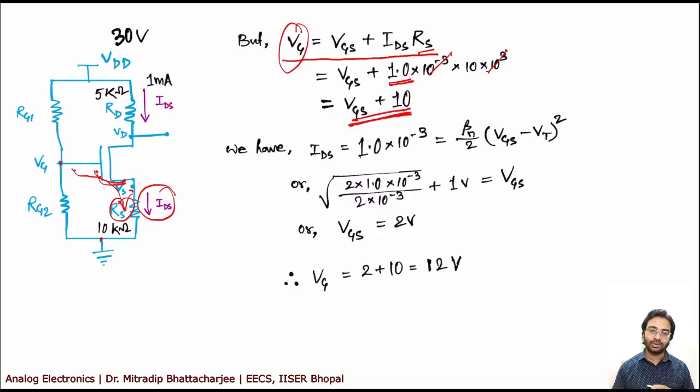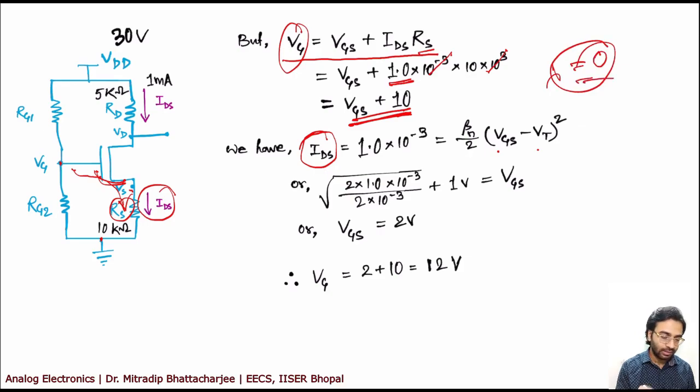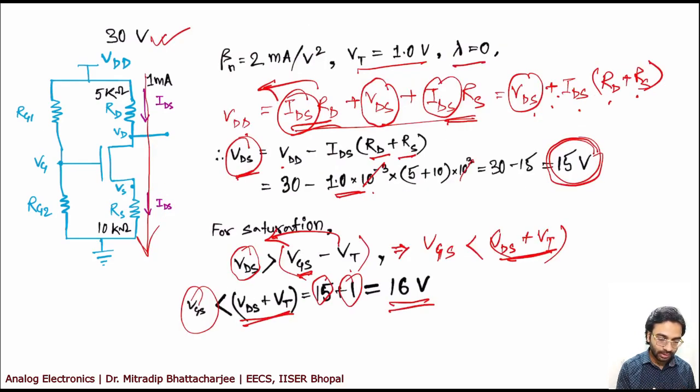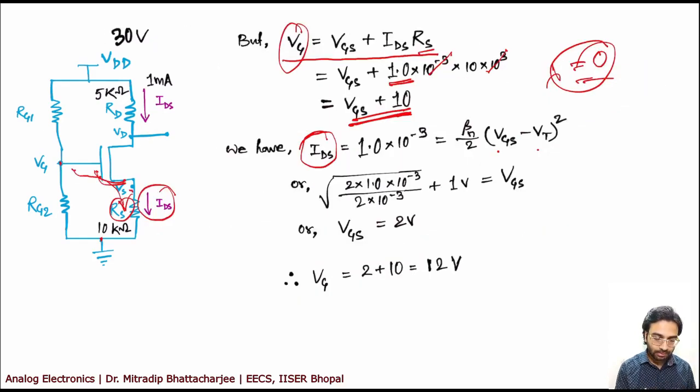Now what is the equation for IDS? Your IDS is beta n by 2 VGS minus VT whole square. Consider lambda equal to 0. Even it is mentioned, I think, lambda equal to 0. So if lambda equal to 0, your beta n by 2 VGS minus VT whole square is equal to IDS.